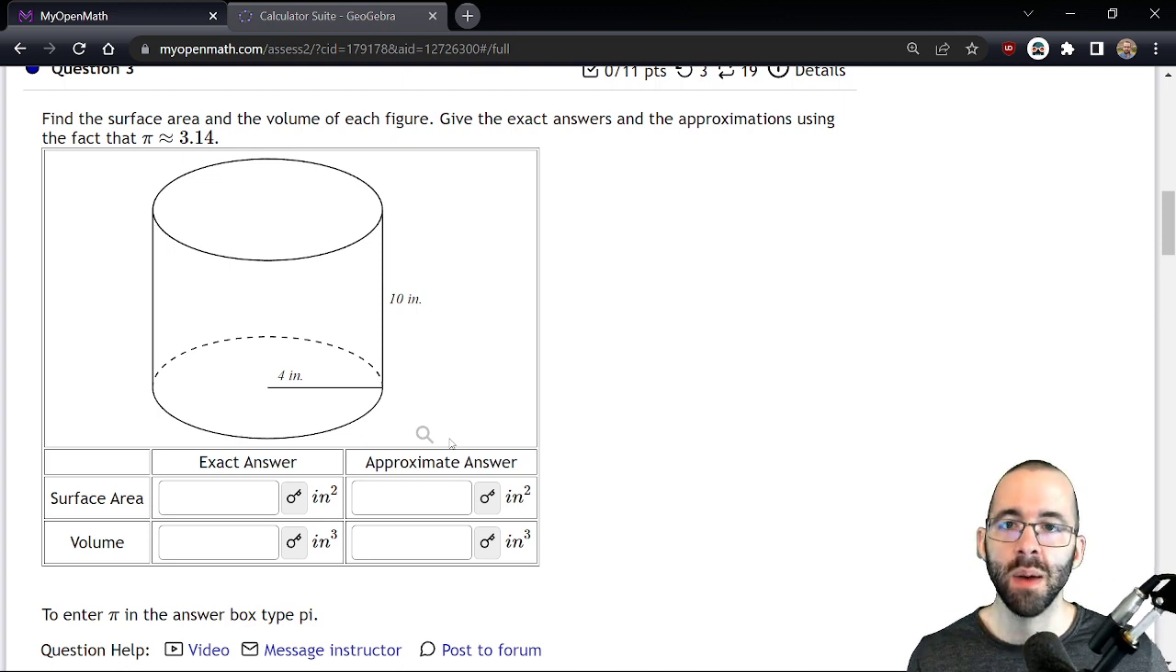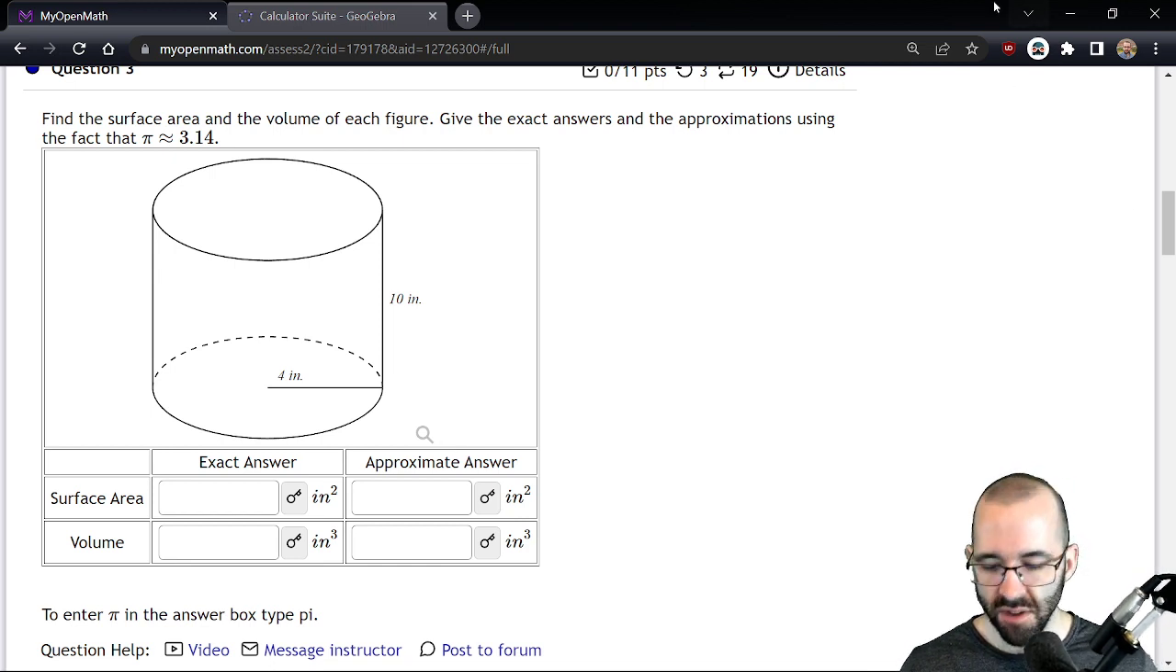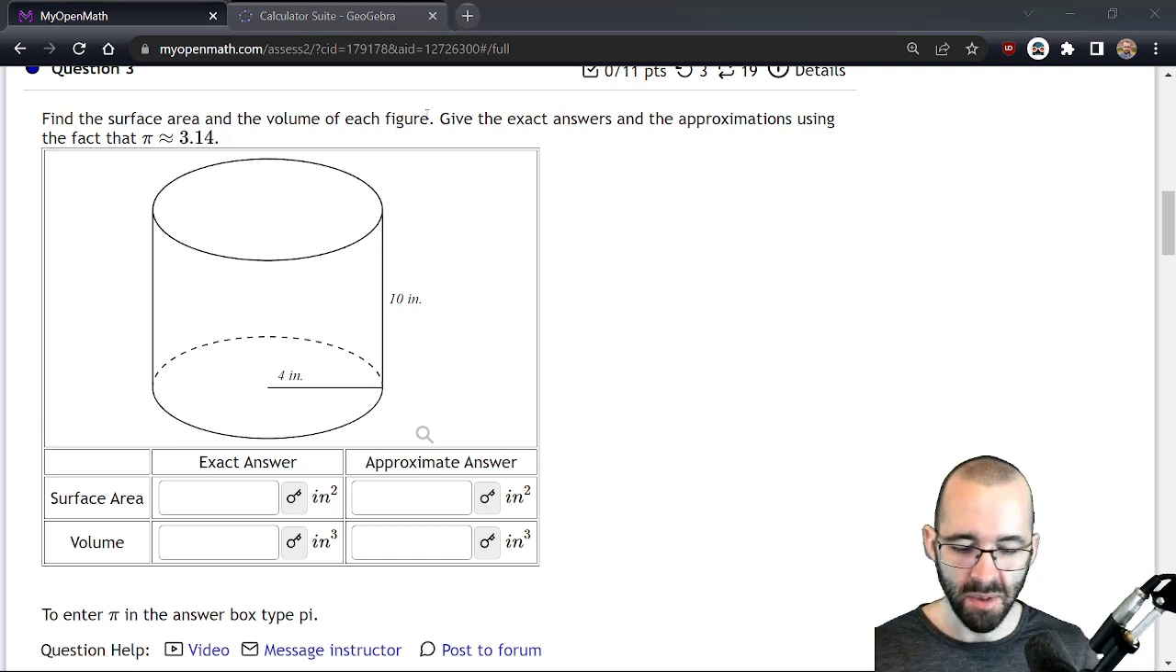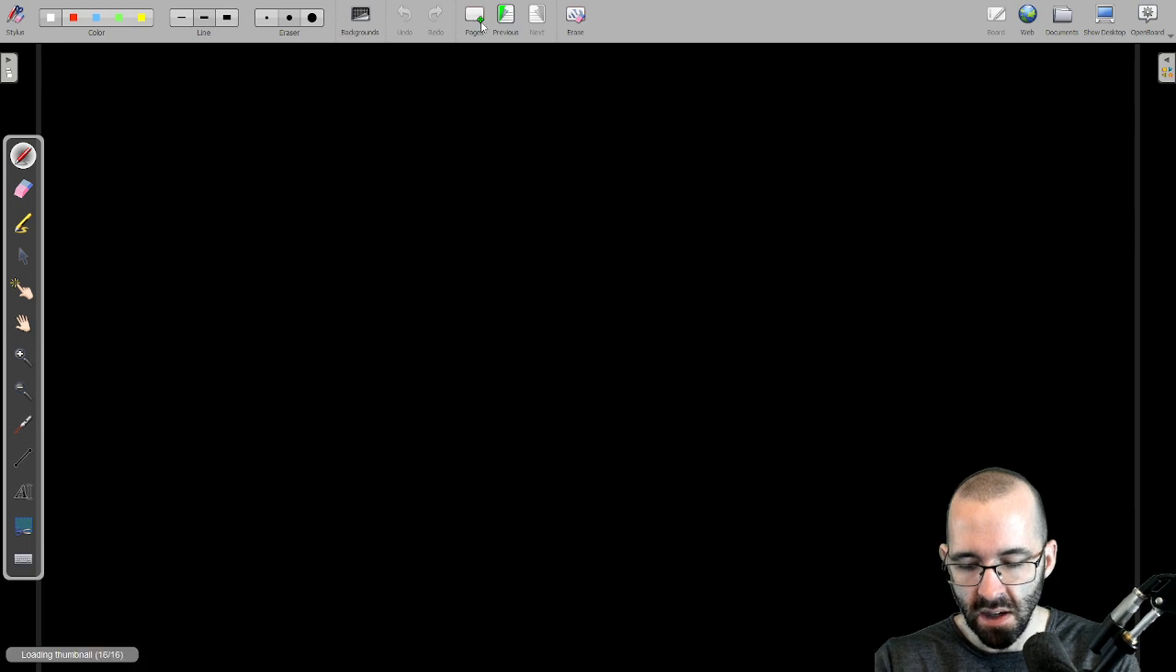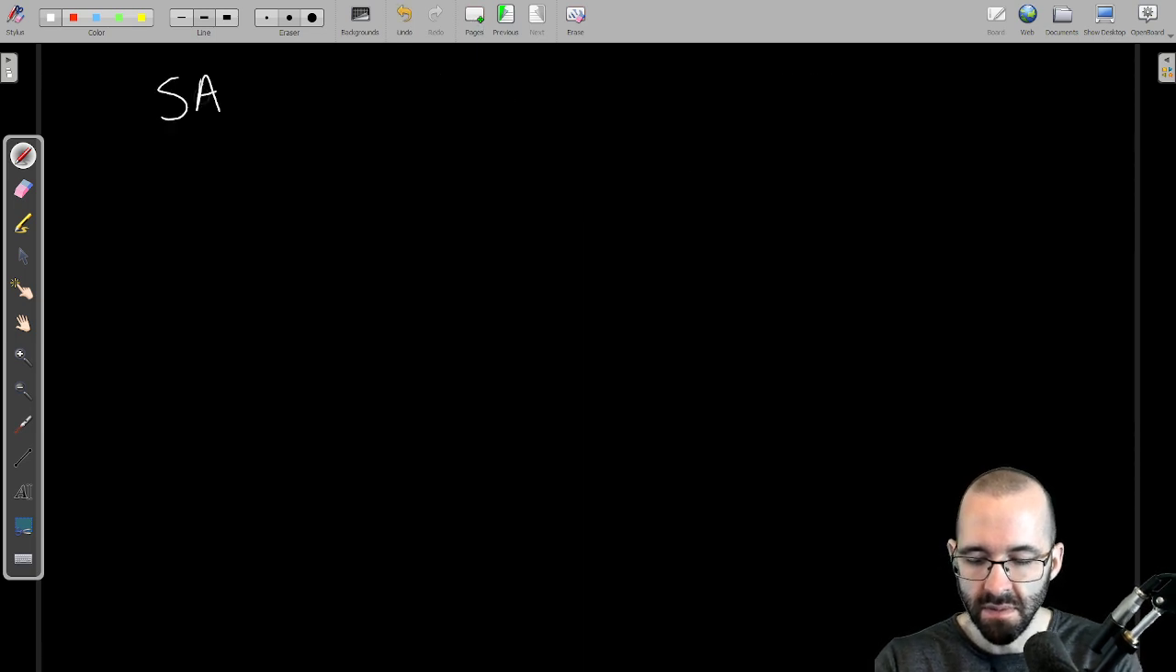Number 3. This is an important problem because it talks about the difference between an exact answer and an approximate answer. So we're looking for the surface area of the cylinder and the volume. You can use formulas. You don't need to know these formulas. You don't need to have them memorized. But the surface area, let's be consistent and call it S.